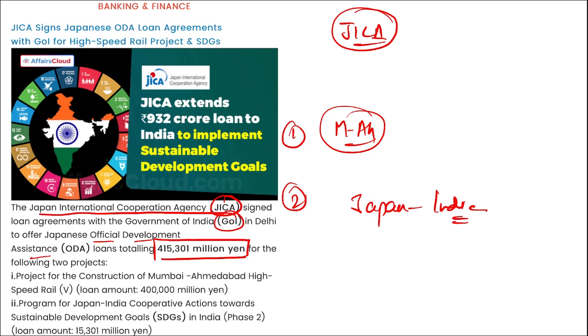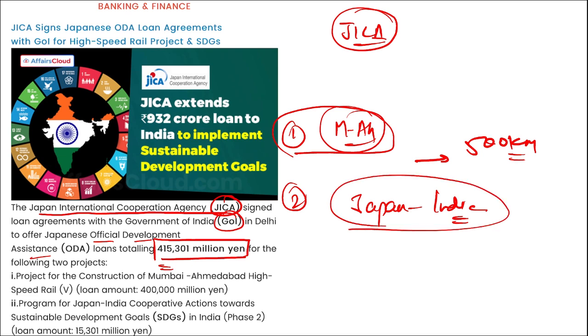So for these two projects, I repeat again, the first project is the construction of a high speed rail between Mumbai and Ahmedabad, and the second is for the adoption of various sustainable development goals and working towards them by Japan and India. So for these two projects, the Japan International Cooperation Agency, that is JICA, has signed a loan agreement with the government of India. And how much was the loan agreement? The loan was for 4,15,301 million yen, right? And this rail corridor between Mumbai and Ahmedabad will be approximately 500 kilometers.